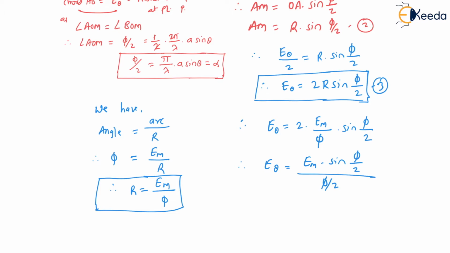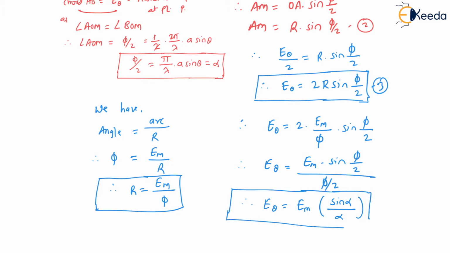And again, if we observe here, phi by 2 equal to pi upon lambda into a sine theta. We have assumed this value as alpha. So in short, this phi by 2 will be equal to alpha, and here we can substitute this value. So the equation will be E theta equal to Em into sine alpha divided by alpha. The equation is E theta equal to Em into sine alpha upon alpha.